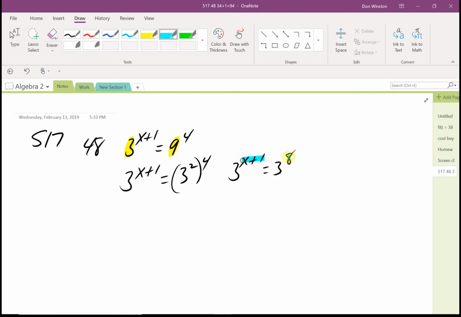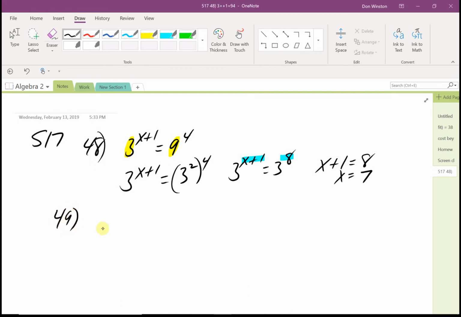And so the bases are the same. I can set the exponents equal to each other. And x plus 1 equals 8, so x is equal to 7. All right, that was number 48.